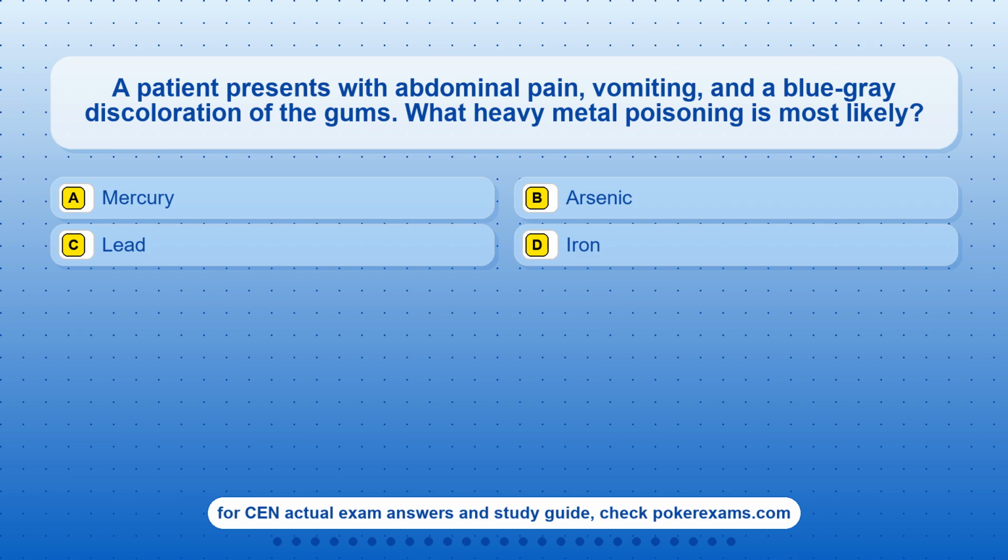Question 9. A patient presents with abdominal pain, vomiting, and a blue-gray discoloration of the gums. What heavy metal poisoning is most likely? Option A, mercury. Option B, arsenic. Option C, lead. Option D, iron.